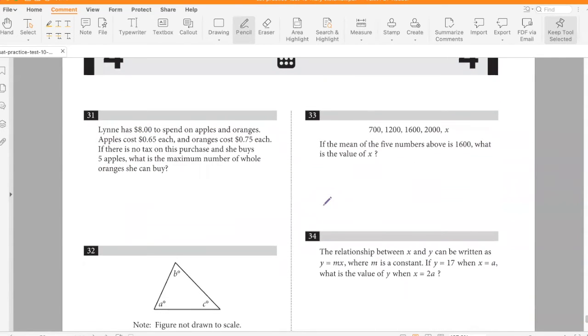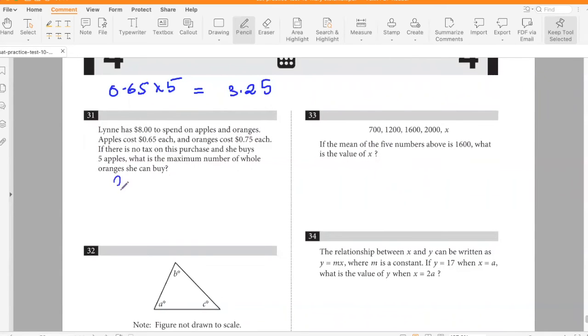Okay, Lynn has $8 to spend on apples and oranges. Apples cost $0.65 each and oranges cost $0.75 each. If there is no tax on this purchase and she buys 5 apples, what is the maximum number of whole oranges she can buy? Okay, so if she buys 5 apples, she spends 0.65 times 5, which is how much? 5 times 5, 25, carry 2, 32. So 3.25 is what she has spent on apples.